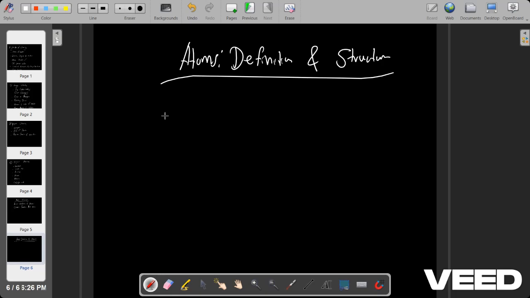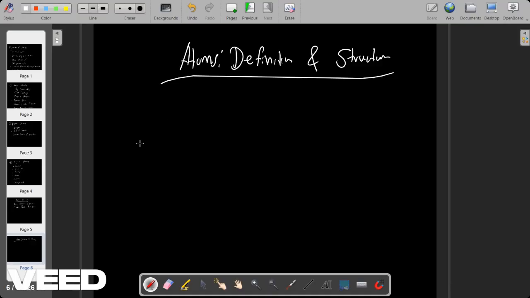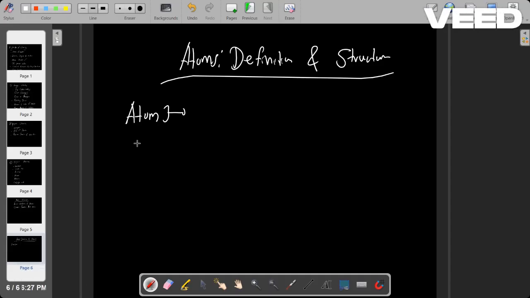Now, what is an atom? If I ask this question, you will give many answers. Atom means the smallest. A substance that is making up a molecule. Not that you are wrong, in a way that is okay, and there is nothing wrong with it.